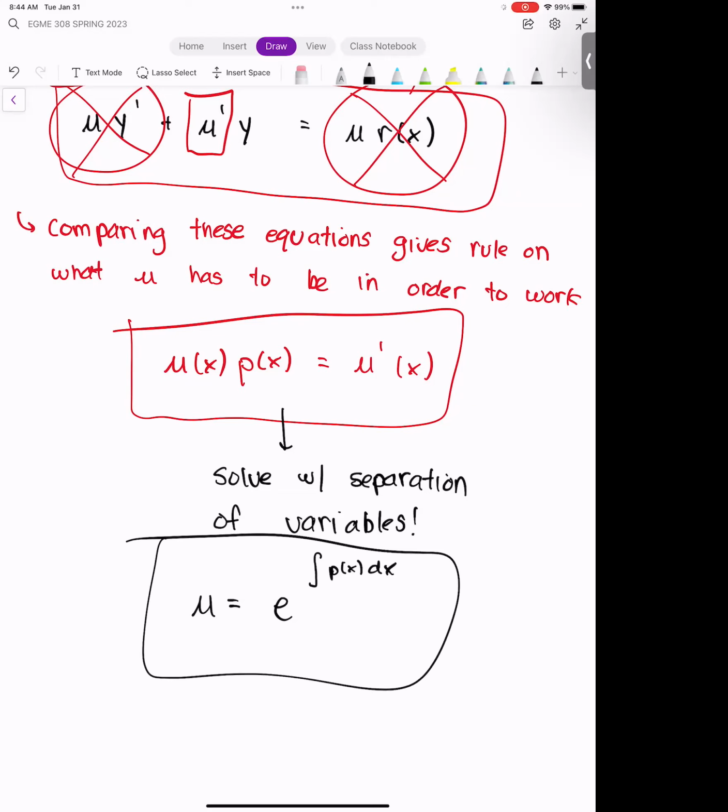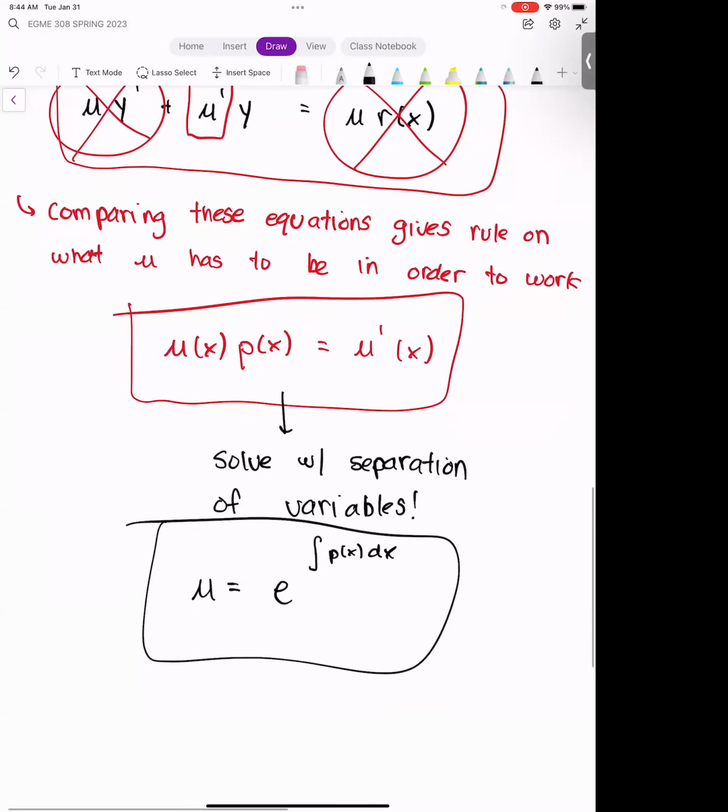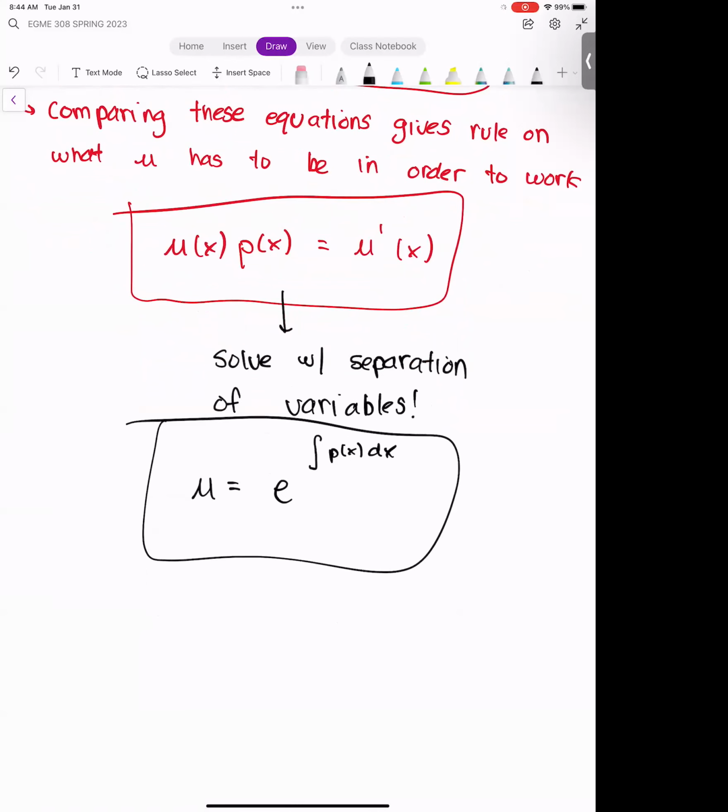This equation can be integrated. Okay? But this is where it comes from. So it doesn't just come out of thin air. It comes from this motivation of, first of all, we want to get a perfect differential. And in order for that to happen, you have to have this. All right. Any questions on this so far?